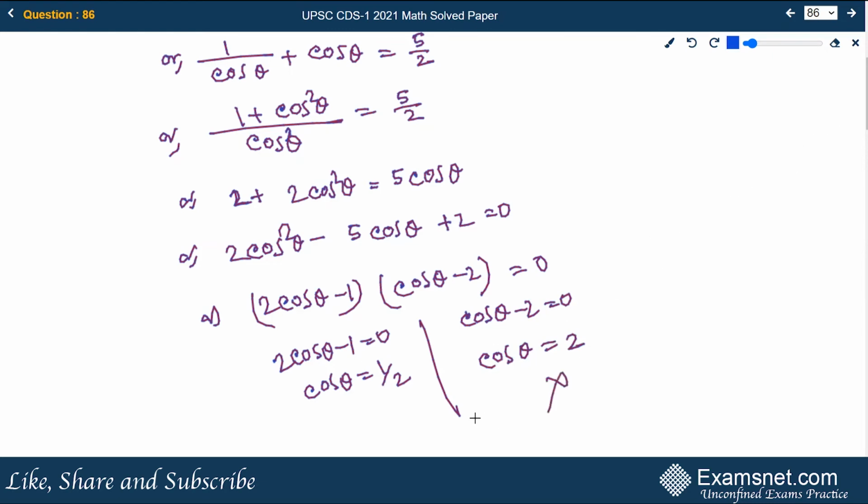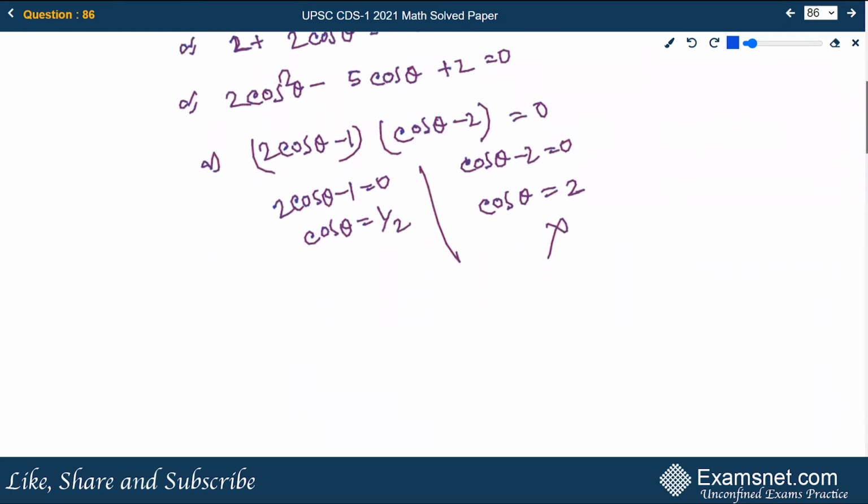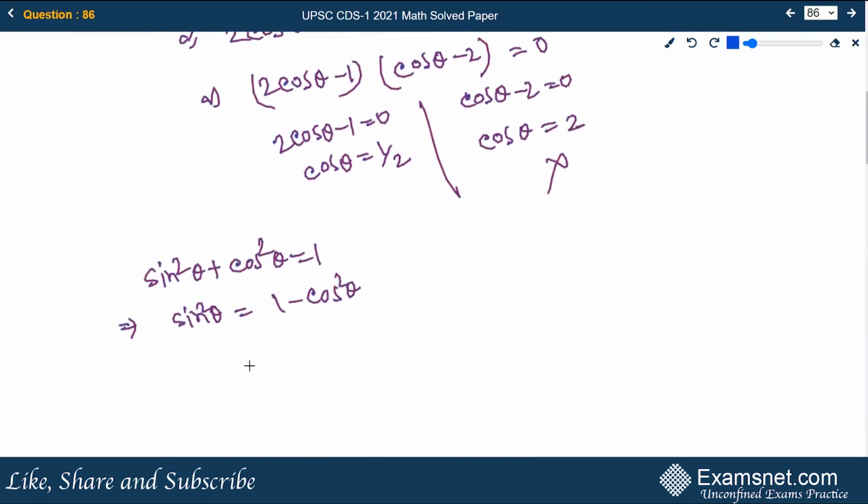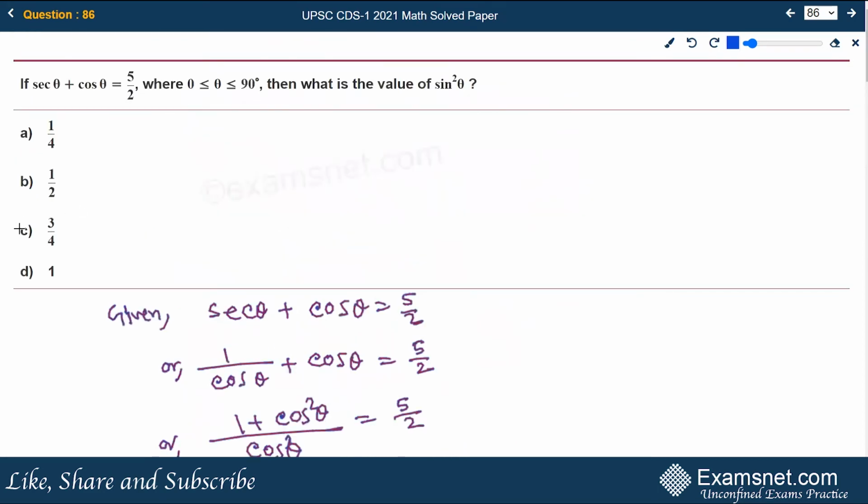But cos theta equals 2 is not possible, because we know the maximum value of cos theta is 1. So this value is impossible. Now the relation between sine square theta and cos square theta is sine square theta plus cos square theta equals 1. So from here I can write sine square theta equals 1 minus cos square theta. Let's put the value of cos theta, that is half, whole square: 1 minus 1 by 4. So it would result in 3 by 4. The value of sine square theta here is 3 by 4. Option C is the correct answer.